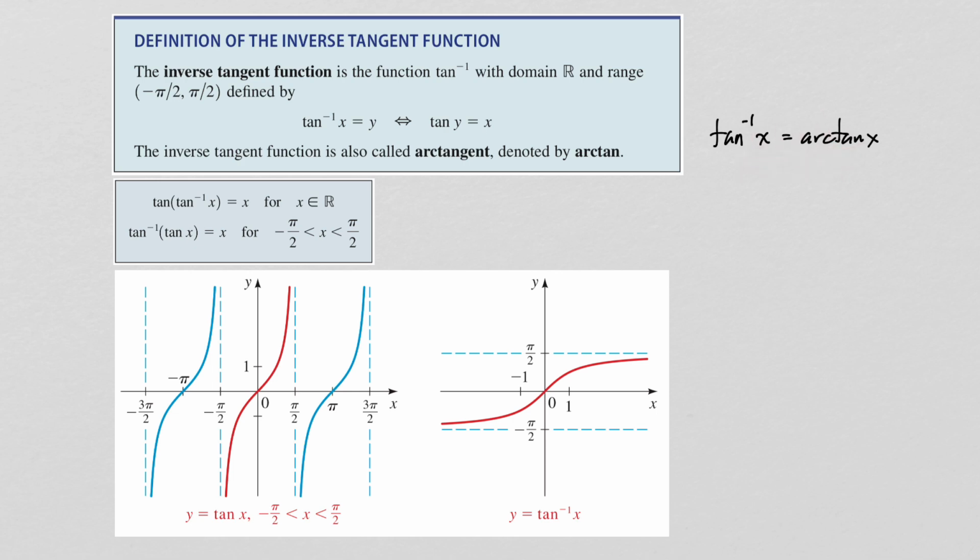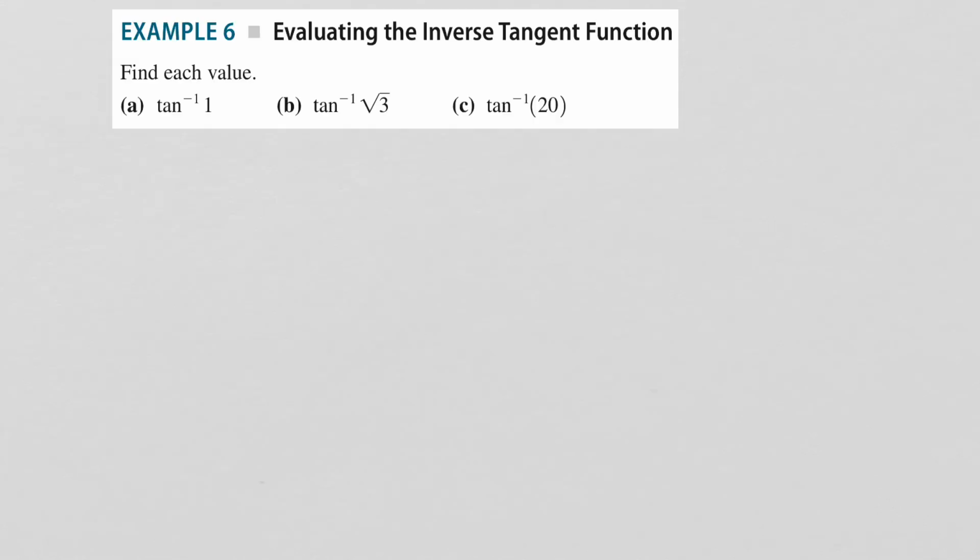And finally, of course, tangent of inverse tangent will cancel out as long as x is in the appropriate domain. And for inverse tangent, that can be any real number. And then inverse tangent of tangent will cancel out as long as x is an angle between negative pi over 2 and positive pi over 2.